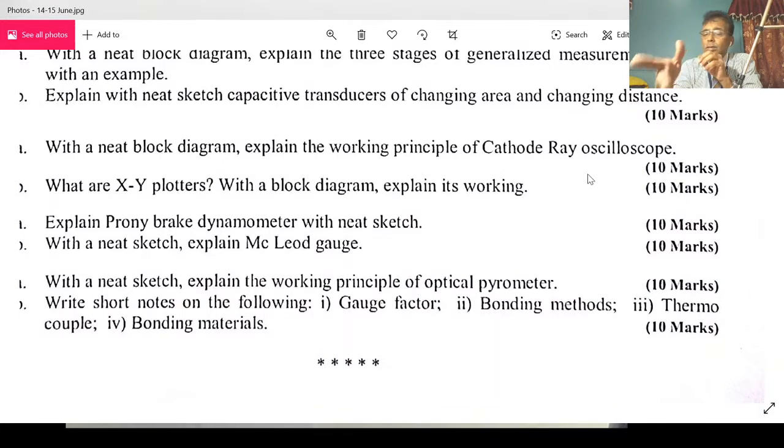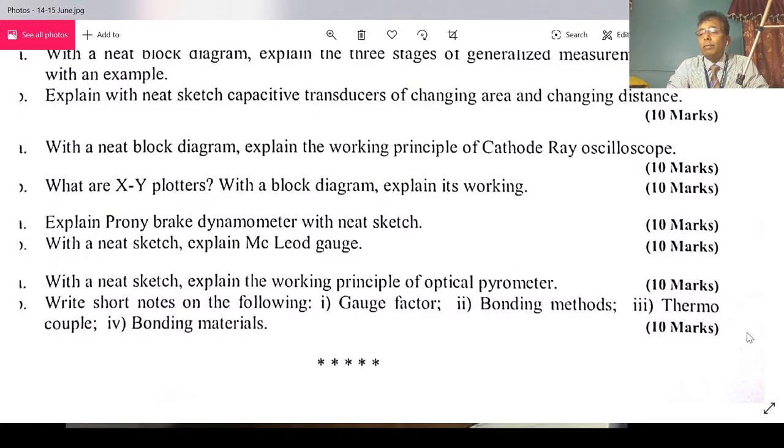Optical parameters I discussed yesterday or the day before in class. Next, gauge factor, I discussed in yesterday's class. Bonding methods I discussed yesterday. Thermocouples, yes, I discussed the previous day. And what are the bonding materials, I have discussed all those. Okay, thank you friends. This is one question paper that we have discussed today.